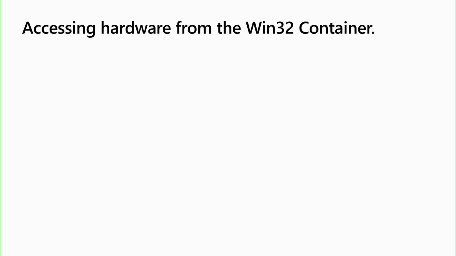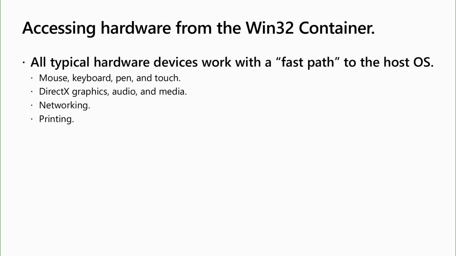Now let's talk about accessing hardware from the Win32 container. So most of the hardware you would see in a traditional PC is just going to work on Windows 10X. So all the input you want, mouse, keyboard, touch, pen, that all works, low latency. DirectX graphics, media, video, audio, that all works. And things like networking and printing just work from the Win32 container on Windows 10X. So all those things are hooked up for you. Again, they have fast paths to the host OS, so it's a better experience than if you were doing a normal remote desktop to a VM.